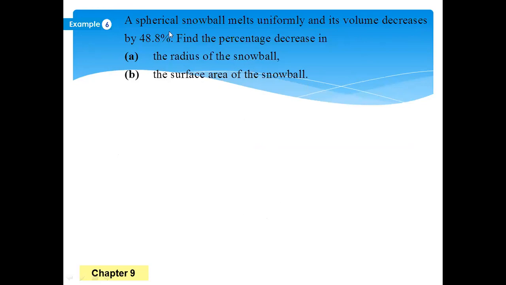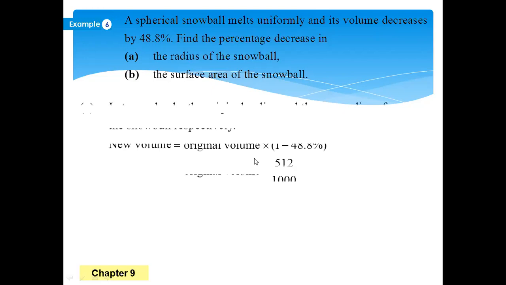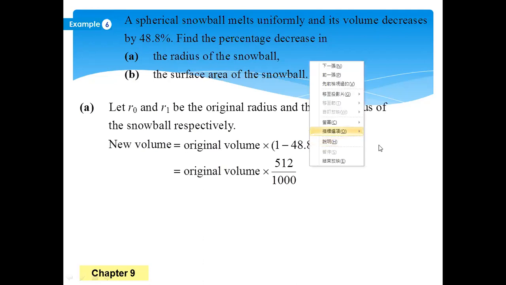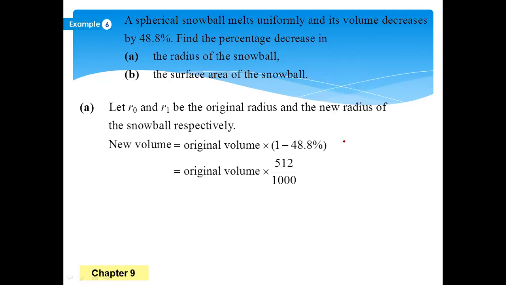Here we have a spherical snowman. And now the volume of the snowman decreases by 48%. The question asks you to find the percentage decrease in the radius.